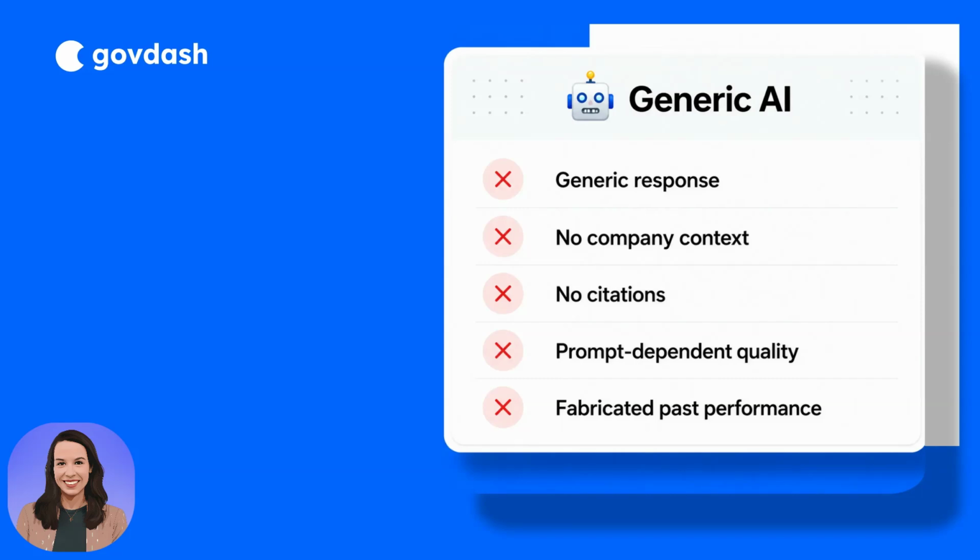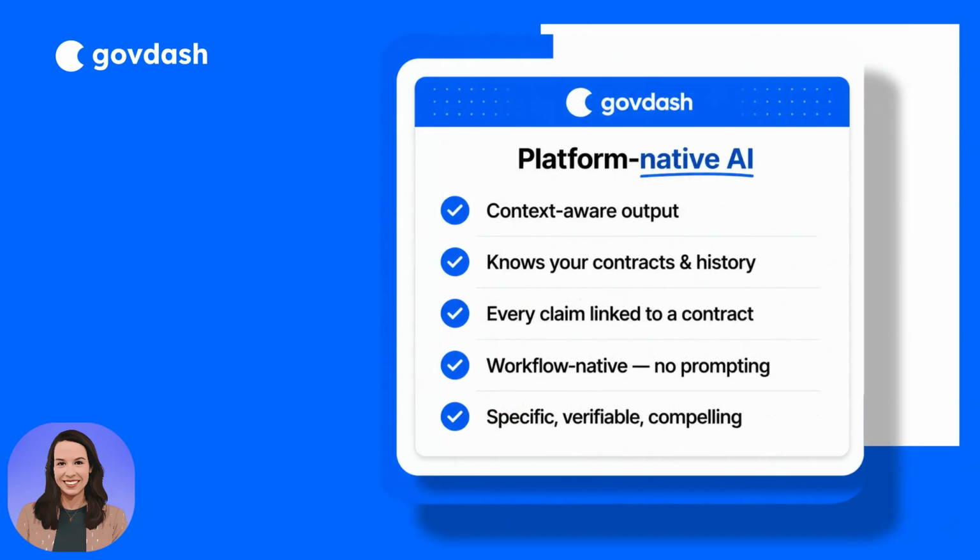Because everybody has access to the same generic AI. Everybody can write a decent-sounding proposal now. That playing field has been leveled. So the question becomes, what's your actual competitive advantage? It's not the words on paper anymore. It's your past performance. It's your relationships. It's your subject matter expertise. It's your intel and your understanding of the customer. These are things that AI cannot fake, but that it can leverage. And that's exactly what GovDash does.